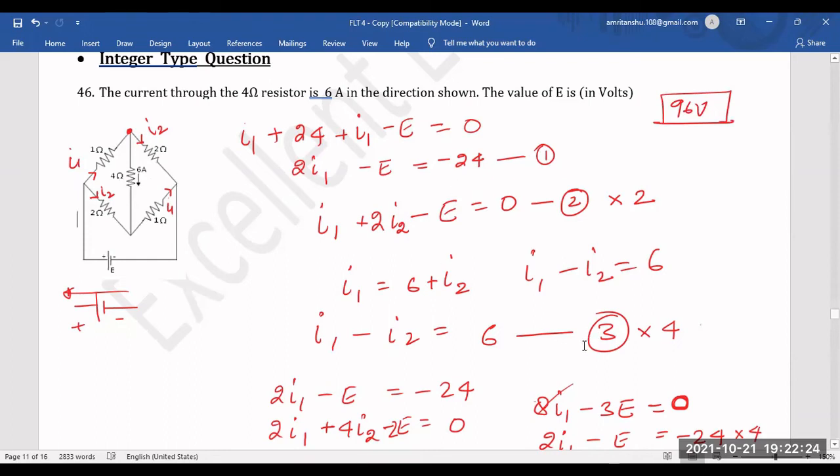These are three questions. You can develop your own ways of solving, but these are the equations which you can get from this using Kirchhoff's law.